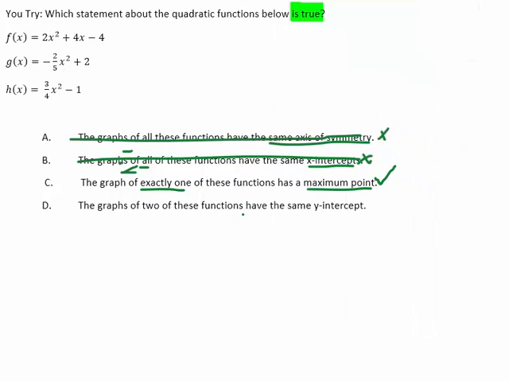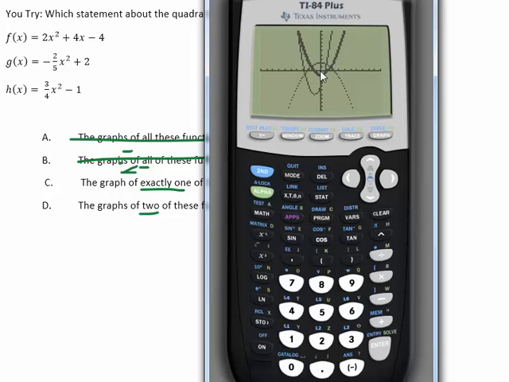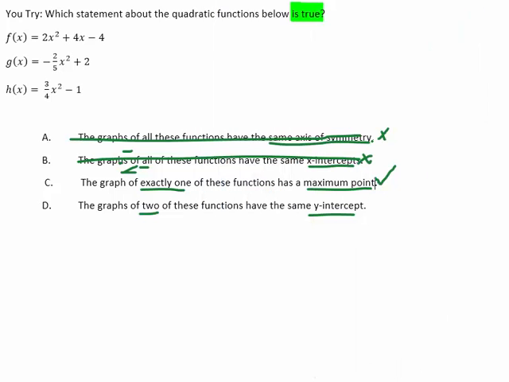Let's go ahead and check D to make sure. The graphs of two of these functions have the same y-intercept. We go to our graph and notice that none of the graphs cross the y-axis at the exact same place. So this is not the correct answer either, and C must be our answer.